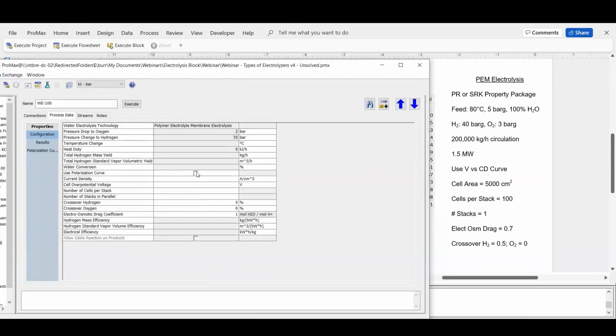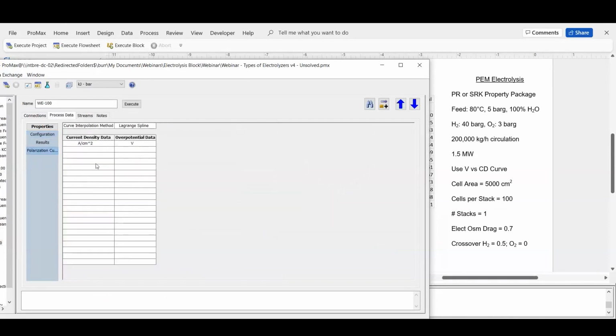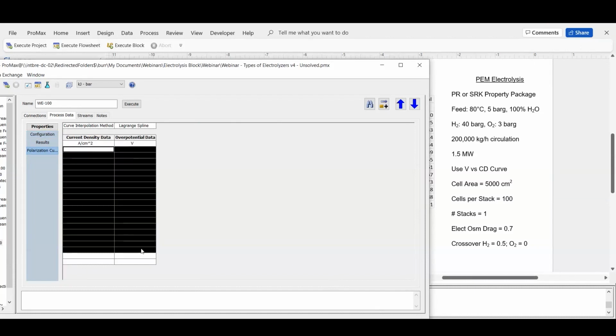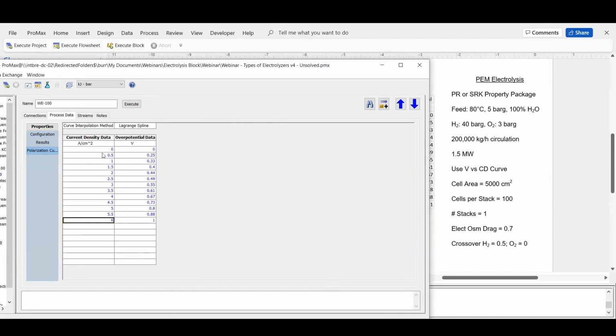And next we want to use a polarization curve. Instead of entering a current density and an over potential voltage, we want to actually supply the points along the current density versus over potential curve. So I've saved this information over here. I'm going to copy this information, Control C, and then I need to select more information than I have copied, type Control V, and that'll enter all those values.